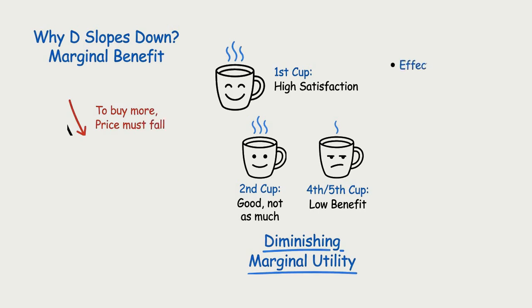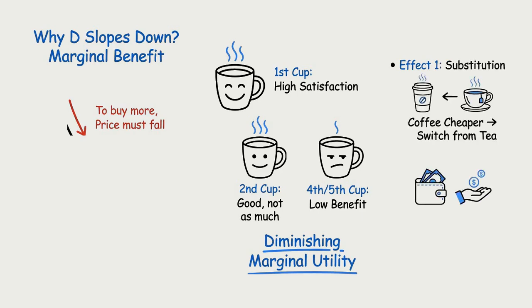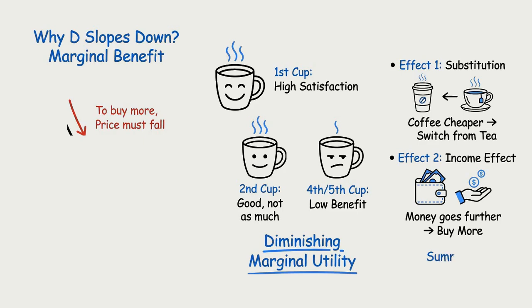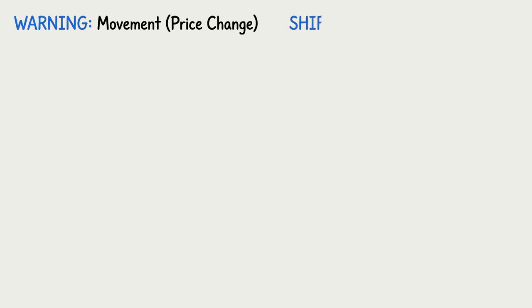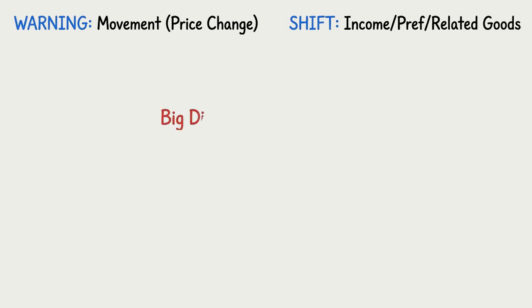There are two effects behind this. One is the substitution effect. If coffee gets cheaper than tea, people switch to coffee. The other is the income effect. If coffee gets cheaper, your money goes further, so you might buy more. Both effects push quantity demanded up when price goes down. But be careful, a change in price moves you along the demand curve. A change in income, preferences, or the price of related goods shifts the whole curve. That's a big difference. Movement along is not the same as a shift.